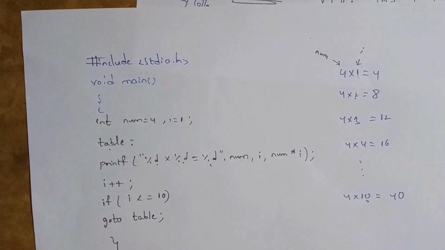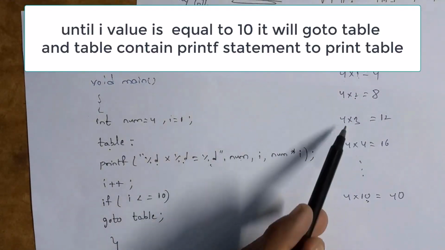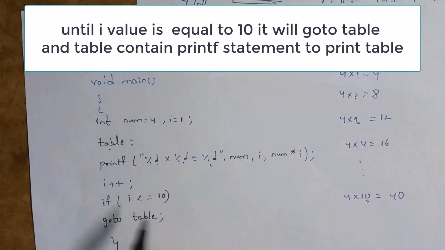By writing this program, you will get output as 4 * 1 = 4, 4 * 2 = 8, 4 * 3 = 12. Like that you will get up to i less than or equal to 10, that is 4 * 10 = 40. Up to 4 * 10 = 40, I will get my output. This is how we print tables by using the goto statement.